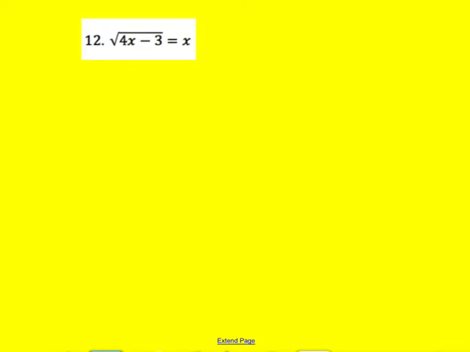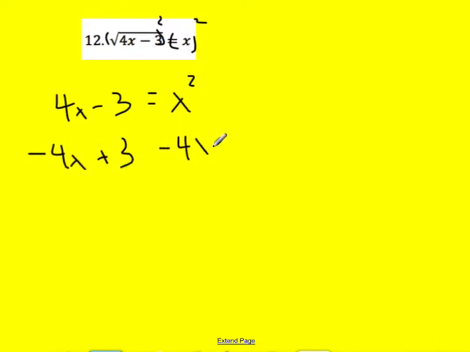So for number 12, the radical is isolated, so we're going to have to go ahead and square both sides. So then I get the square root of 4x minus 3 is equal to x squared. Oops, and I don't need the radical anymore because I squared both sides. So what I have here is a quadratic, so I need to actually subtract 4x plus 3 to both sides. So I get x squared minus 4x plus 3 is equal to 0.